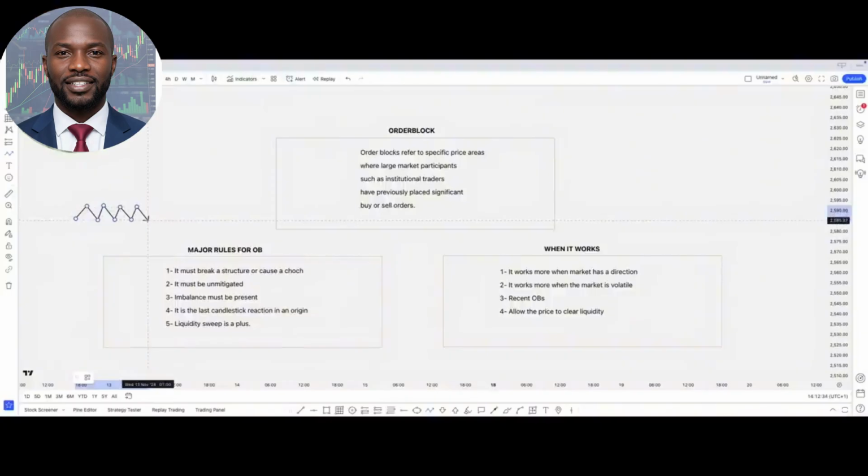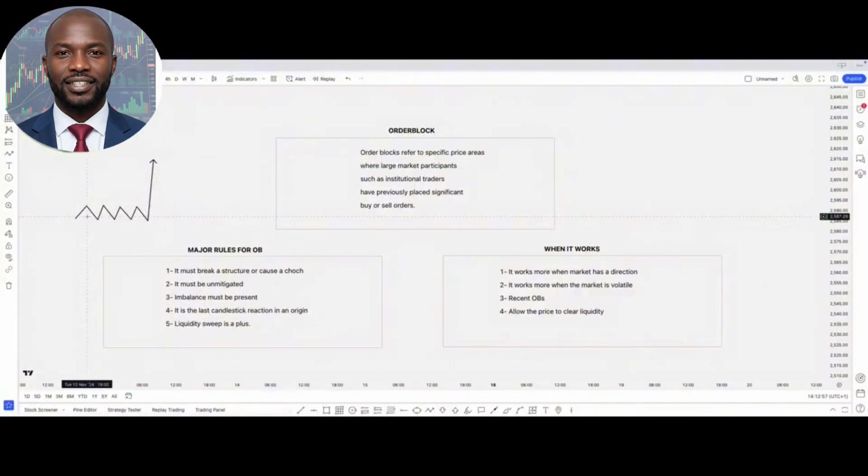So all the consolidation inside here is what I call origin generally. But if you want to map out your order block, you need to look for the last candlestick inside the consolidation. That is inside the origin. You look for the last candlestick reaction. It can be a bullish candlestick, it can be a bearish candlestick. So just look for the last candlestick before the movement that caused the order block.